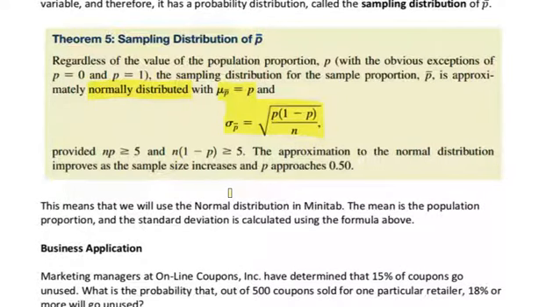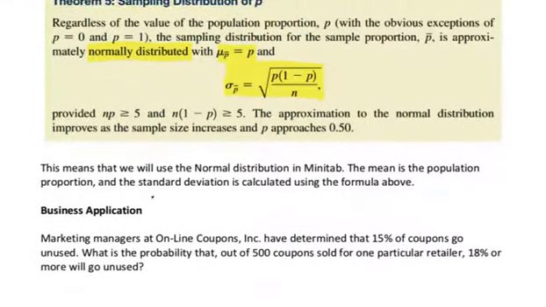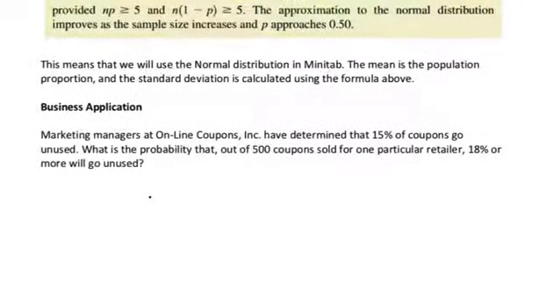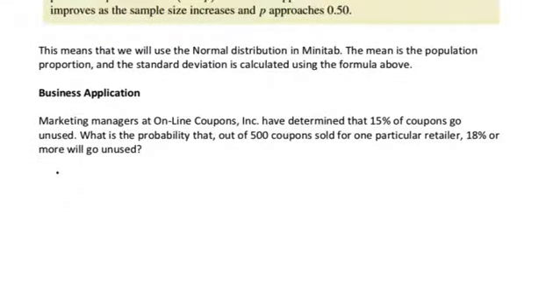So this means we're going to be using the normal distribution in Minitab. The mean that we're going to put in is the value for P, and we're going to calculate the standard deviation using this formula. So let's look at an example problem. It says marketing managers at Online Coupons Incorporated have determined that 15% of coupons go unused. What is the probability that out of 500 coupons sold for one particular retailer, 18% or more will go unused? So my mean is going to be the 15%. That's the population proportion, or the proportion in the population that go unused.